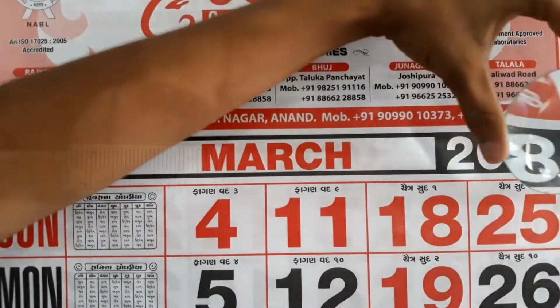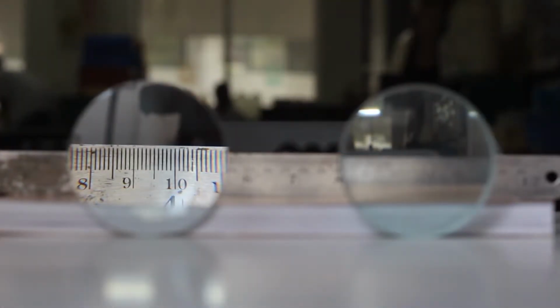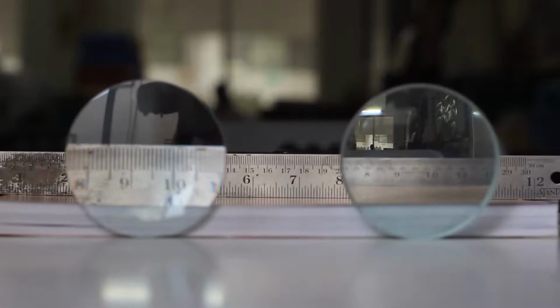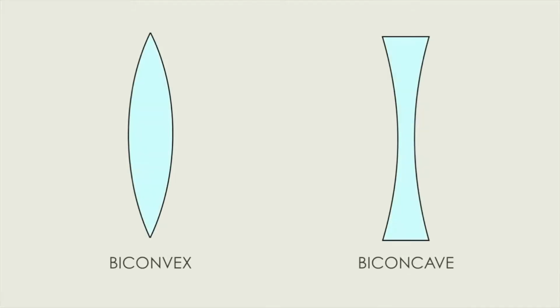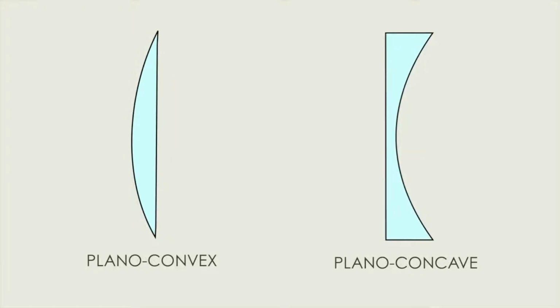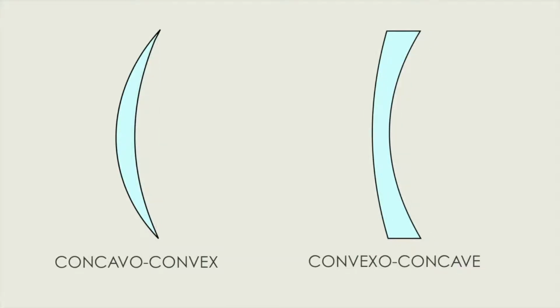So can you identify which of these lenses is convex and which is concave? So this is a biconvex lens and a biconcave lens. This is a plano-convex and a plano-concave lens, and this one is a concavo-convex and a convexo-concave lens.